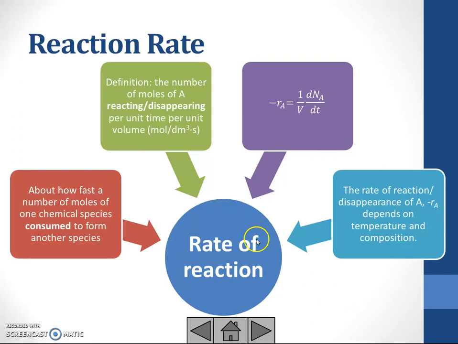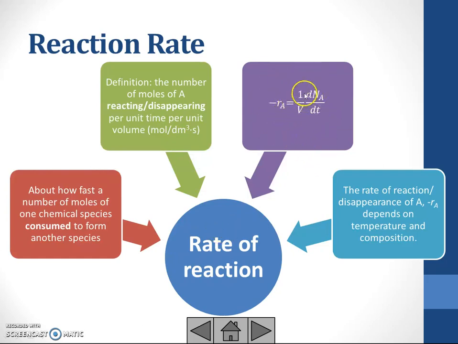For the reaction rate, rate of reaction means how fast a number of moles of one chemical species is consumed to form another species. So if A is producing B, it means how fast the number of moles of A is consumed to form product B. The definition is the number of moles of A reacting or disappearing per unit of time, per unit of volume, in the unit of mole over decimeter cube per second. So this is the definition, and this is the equation.